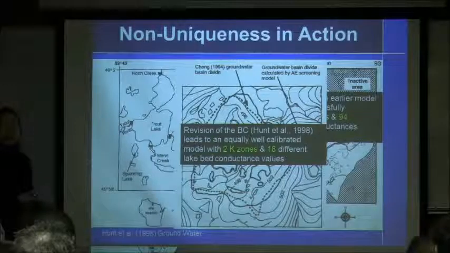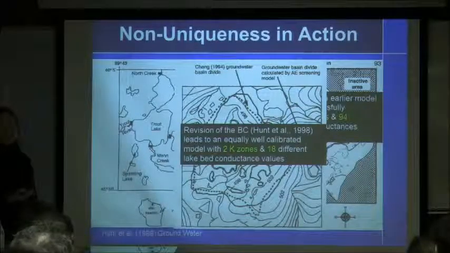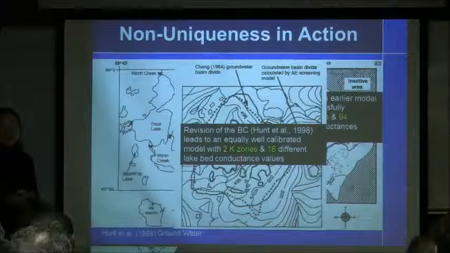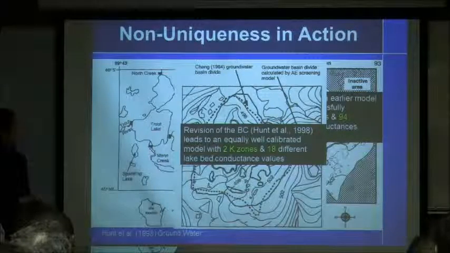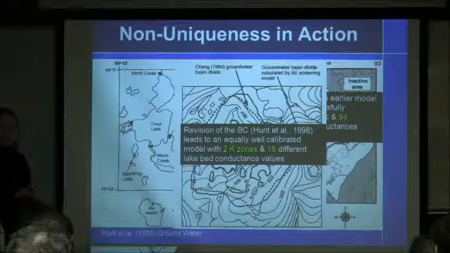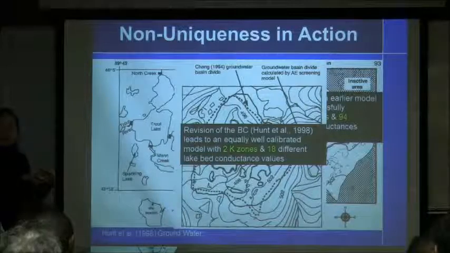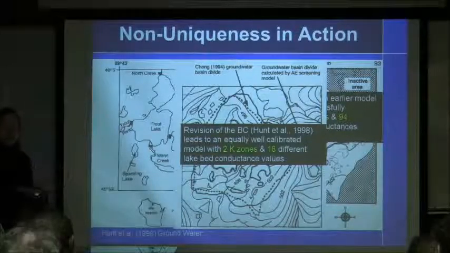So a new model, a slight variation of boundary condition, requires basically 20 conductivity zones. So model results are non-unique. Different assumptions of boundary condition yield different successfully calibrated models which minimize the objective function between model simulated values and field observations.